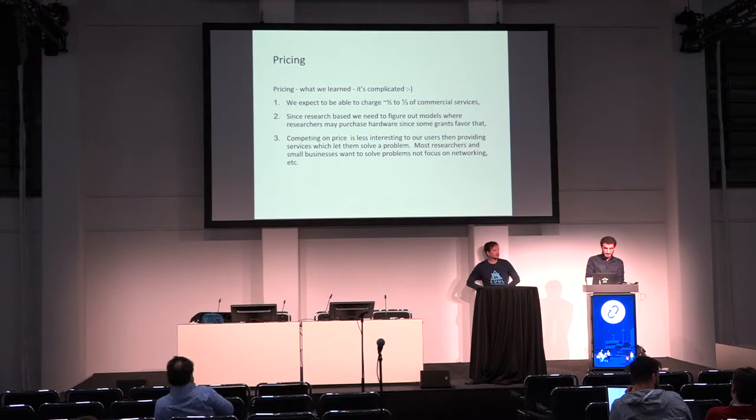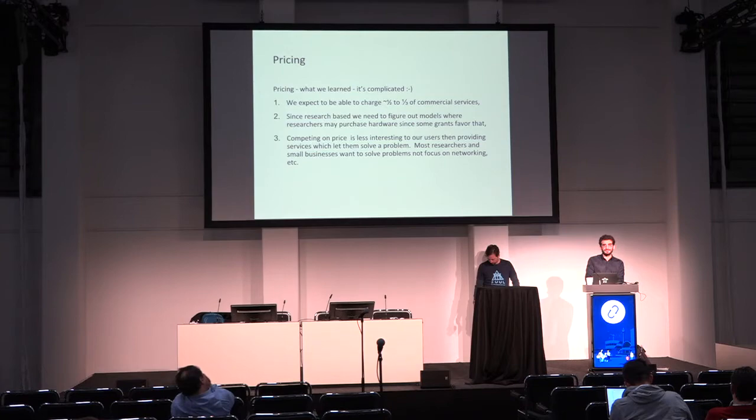We also need to figure out other models because research is different. Sometimes researchers have grants for purchasing hardware but do not get grants for subscribing to clouds. So we should have a model where we allow them to set up their hardware into our cloud, and then they can use that for credits. We're still working on this, but there's a lot of cool things to think about. And of course, users want something that works and lets them solve a problem, and that's especially true for researchers, who have very strict deadlines.